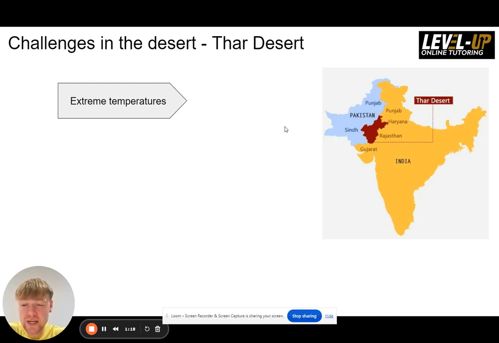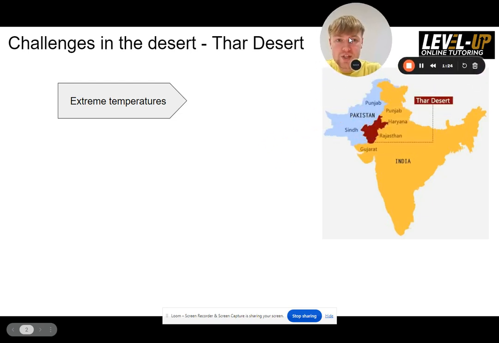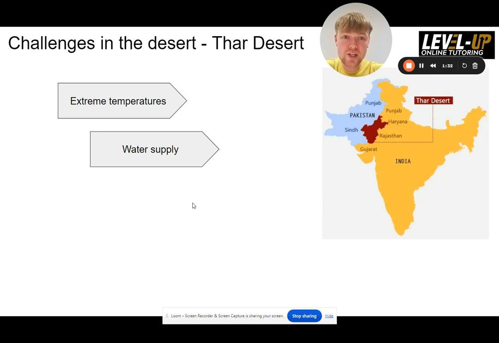There are three key challenges that we are going to focus on here. One of the key challenges for development in the Thar Desert is, as we would probably expect, extreme temperatures. Another key challenge is water supply, so access to, provision of, and also storing of water. And the third challenge, again as you would probably expect, is what we'd call inaccessibility: inability to get to and from certain places due to the terrain, the topography, and the general climate of the desert as well.